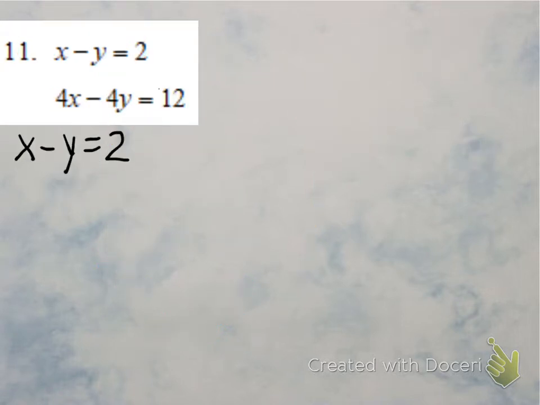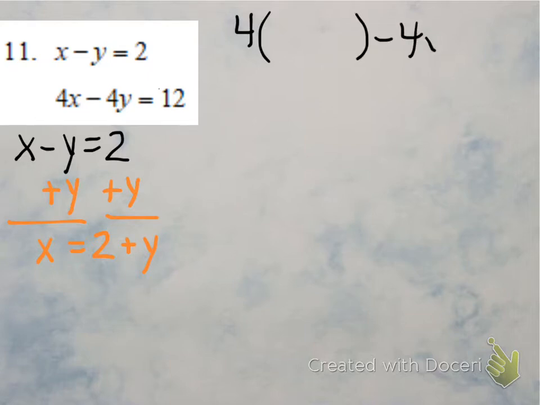On this one, you don't have either x or y by itself, so let's get the x by itself. To get rid of minus y, we'll add y to each side. Now 2 and y are not like terms, you can't combine them, so we'll just write it out. So x equals 2 plus y. Now that we have x by itself, we can replace x in that other equation. Remember, I was working with the top one to begin with, so now I'm substituting into the bottom one. So instead of writing the x, we're going to write 2 plus y.